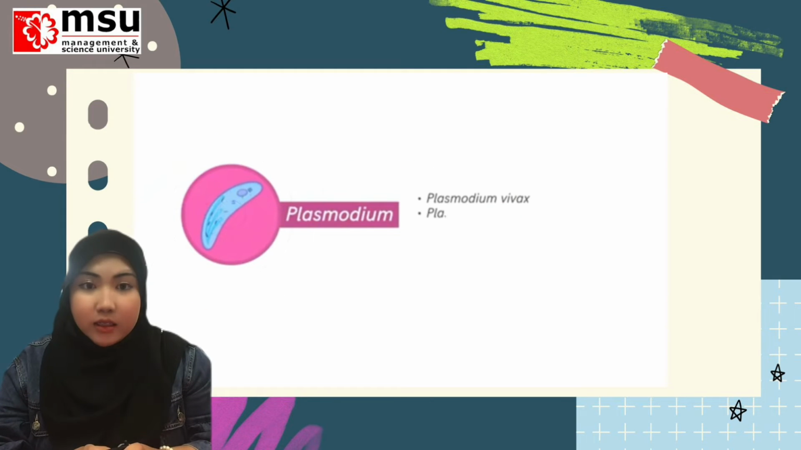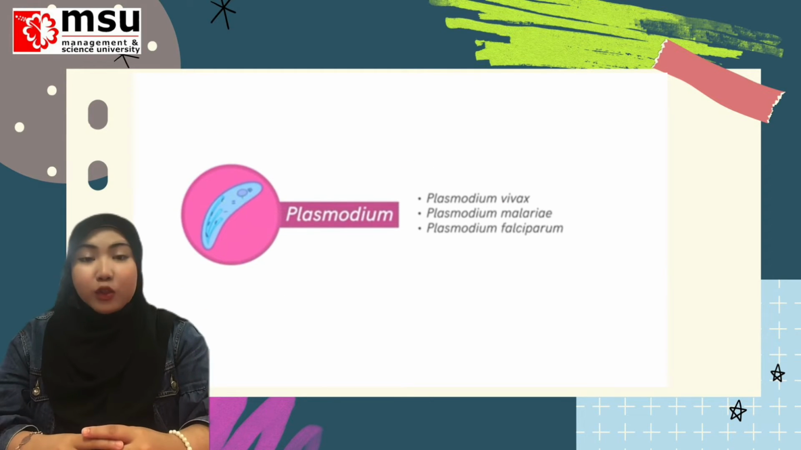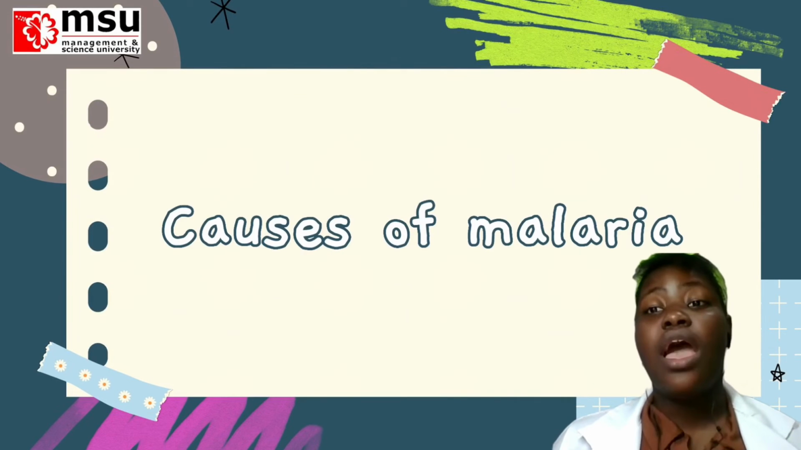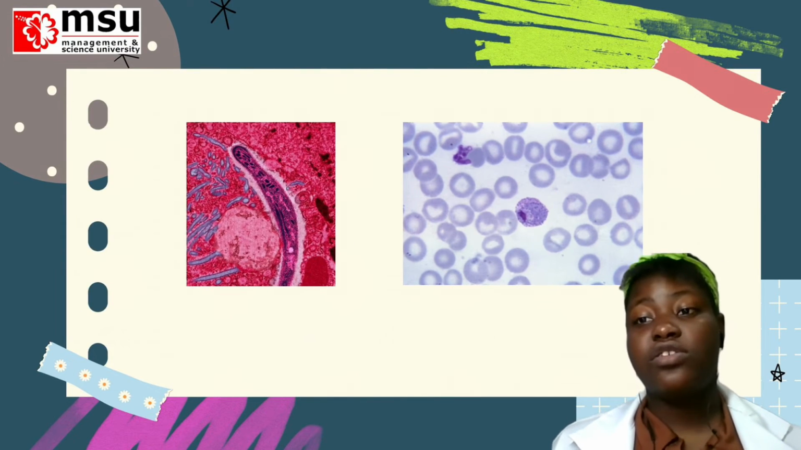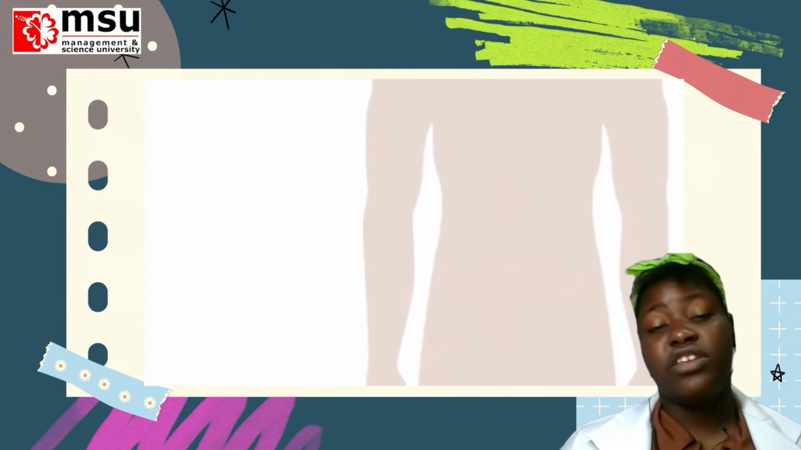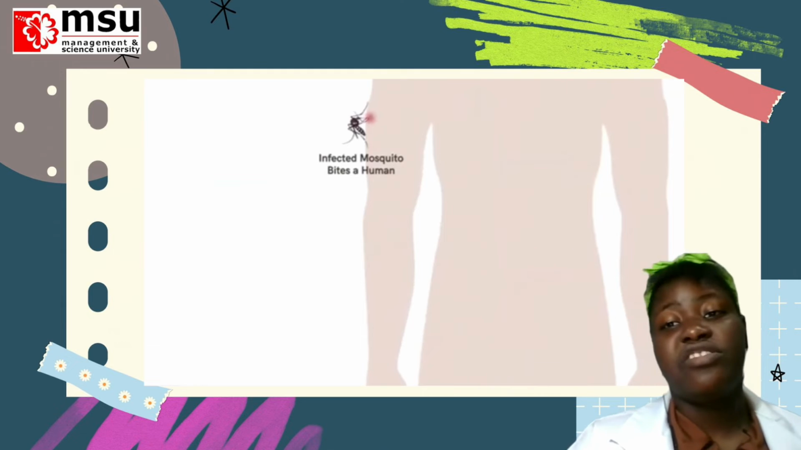What is malaria disease? Malaria is a disease caused by parasite from the Plasmodium genus, and they spread to humans through the infected mosquito's bite. Causes of malaria. Malaria is caused by a single-celled parasite of the Plasmodium genus. The parasite is commonly transmitted through mosquito bites. So firstly, we'll talk about mosquito transmission.